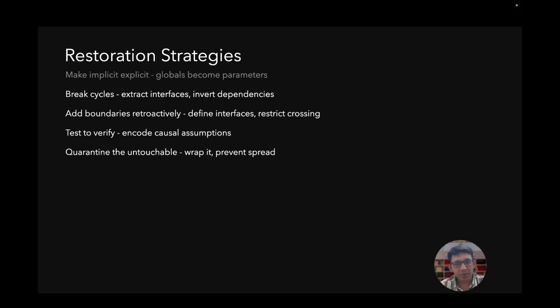And there might be untouchable parts. Some code is always too risky to refactor. Business logic that is tangled with infrastructure. Nobody understands it, but it works. Try and wrap it, define a clear interface, make the boundary explicit. You can't fix the causality inside, but you can prevent it from spreading.